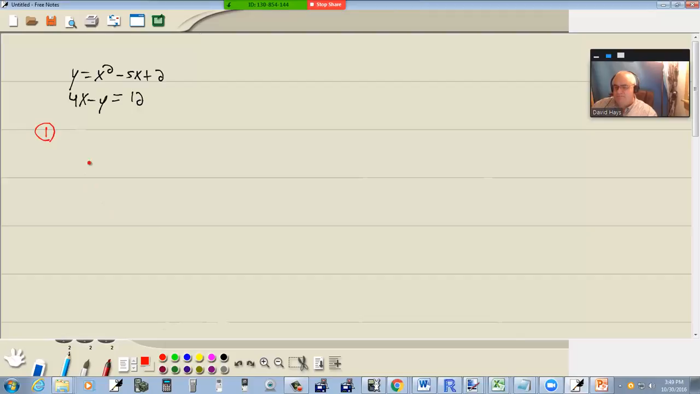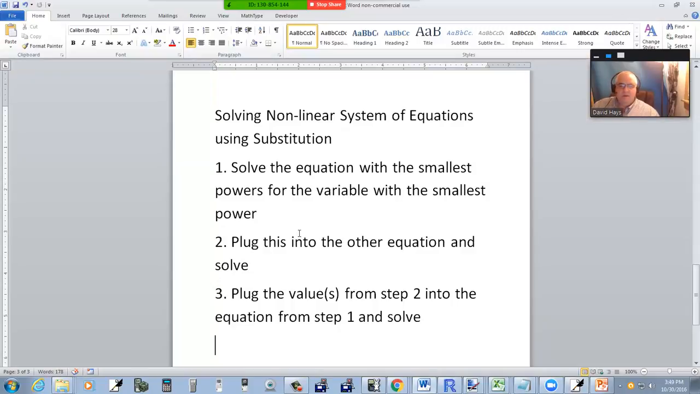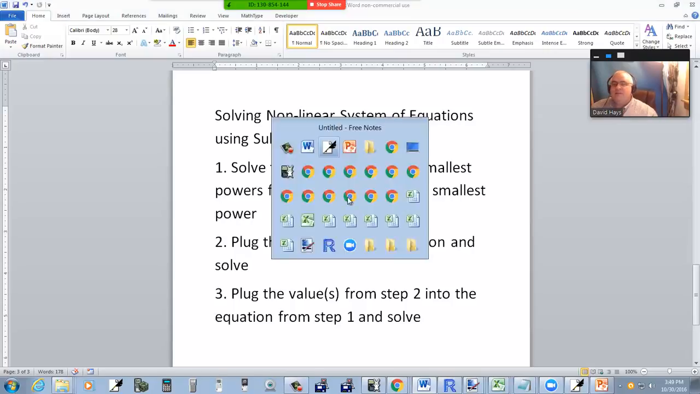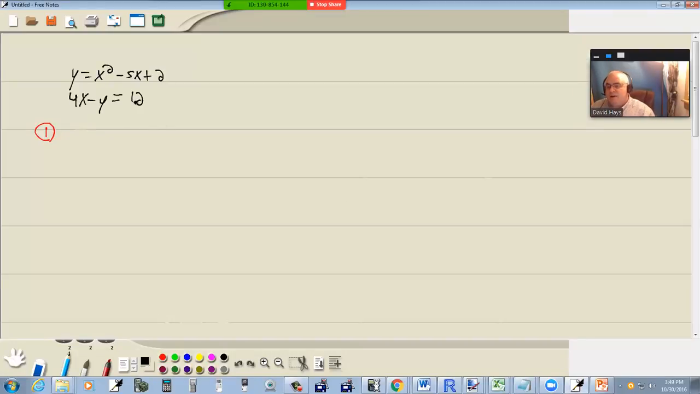Okay, step 1. Solve the equation with the smallest powers for the variable with the smallest power. Well, our equation with the smallest power is the second one. Everything's the first power. So we've got 4x minus y is equal to 12. And actually, both of them are the same.